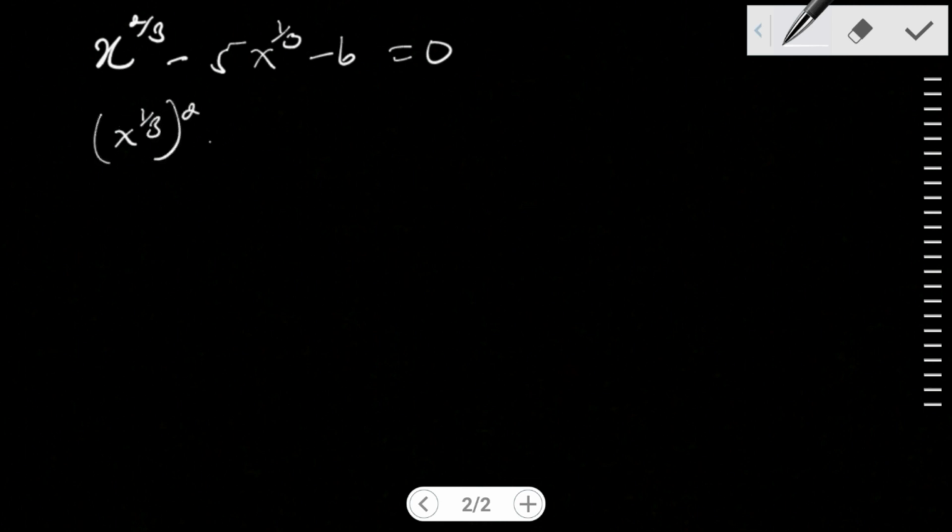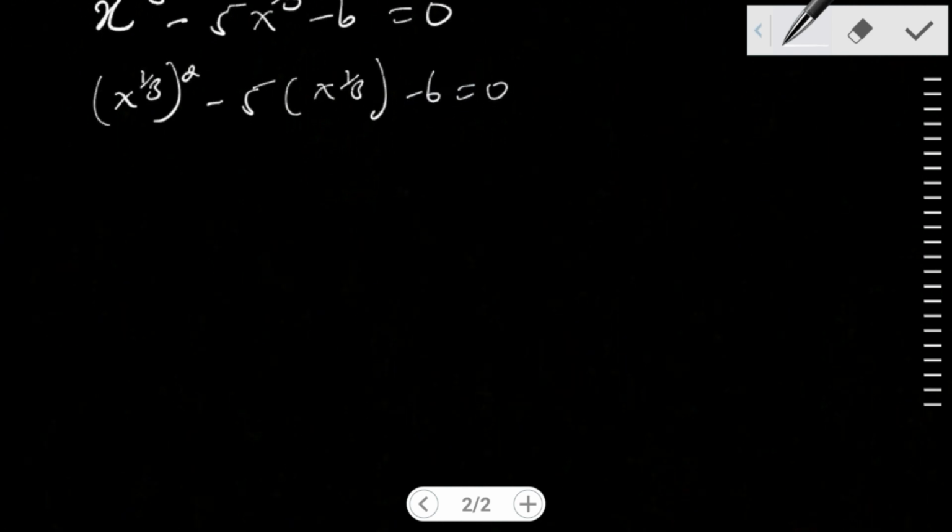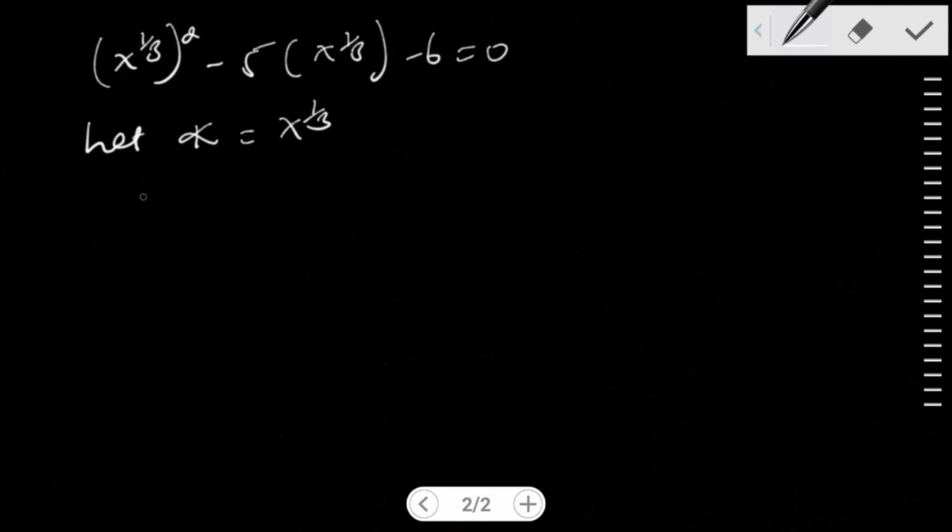And now for this example, if I have x to the power 2 over 3 minus 5x to the power 1 over 3 minus 6, and this giving me 0. So to form a quadratic equation, I will say that this is x to the power 1 over 3 squared minus 5 times x to the power 1 over 3 minus 6, so this would be equal to 0. And so to work out this, let k be equal to x to the power 1 over 3.